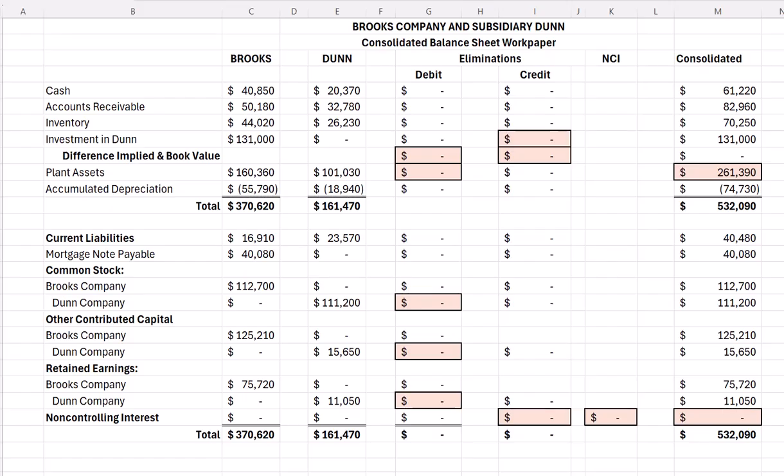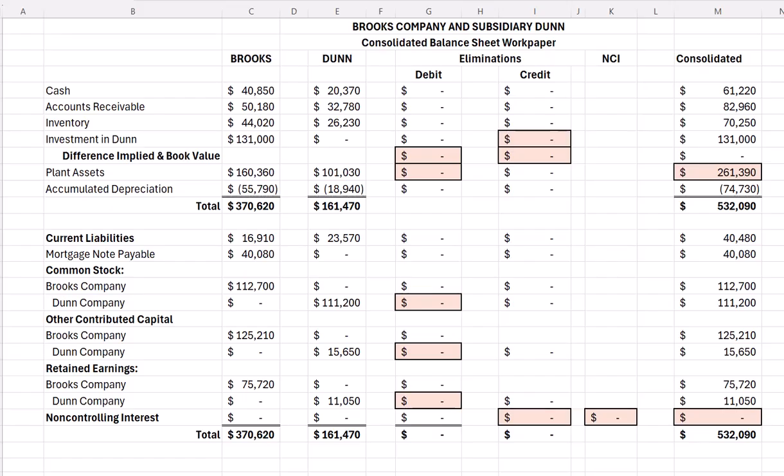So we know that Brooks acquired an 80% share in the subsidiary Dunn, and now we need to do two things. We need to eliminate the parent's investment in the subsidiary, and we need to allocate the fair value adjustment, which we know was related to plant assets. At the same time, we're also going to recognize the non-controlling interest.